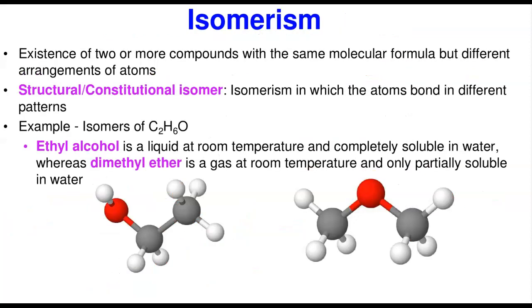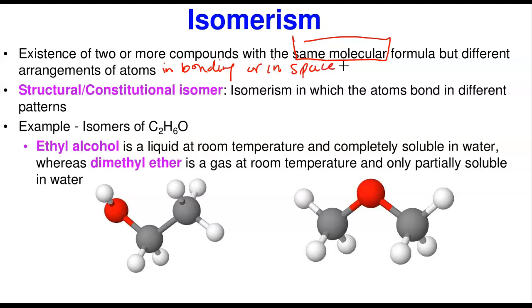We go to the next slide. Isomerism. Now, isomerism is the existence of 2 or more compounds with the same molecular formula. The molecular formula must be the same, but what happens? There are different patterns of arrangement of the atoms. The atoms can be arranged in terms of their bonding, or in terms of their orientation in 3-dimensional space.